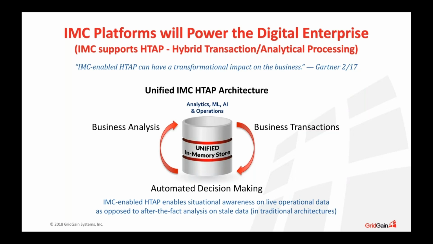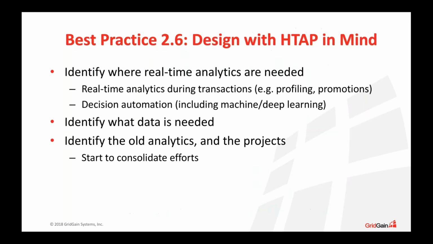Gartner calls this approach hybrid transactional analytical processing, or HTAP. 451 calls it HOPE, or hybrid operational analytical processing. I like HOPE in part because I do like HOPE. But you need to execute analytics during any interaction, not just the transaction, to improve the experience. And that's one of the reasons I like that term. But this is your new architecture.